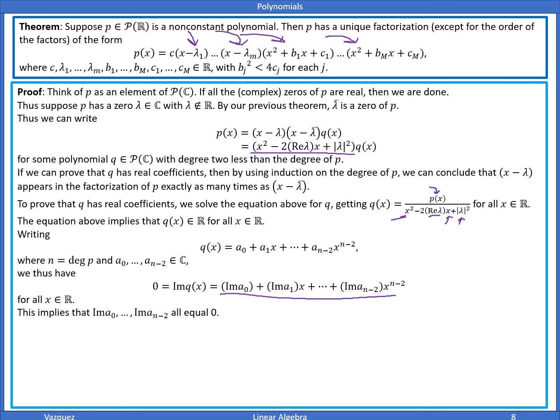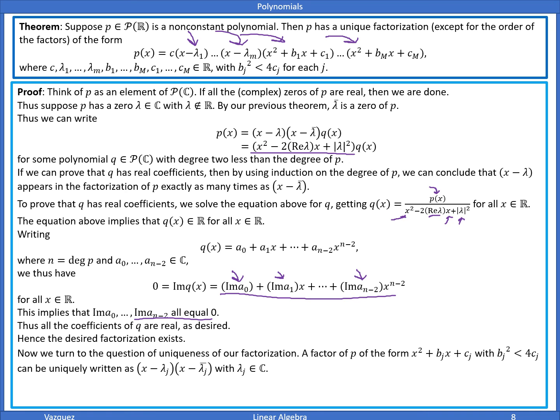And what does that tell us? Well, simply that if this is equal to 0, all those coefficients have to equal what? Have to equal 0. Therefore, all coefficients of q are real as we desired. Right? That's what we're looking for. Therefore, the desired factorization exists.